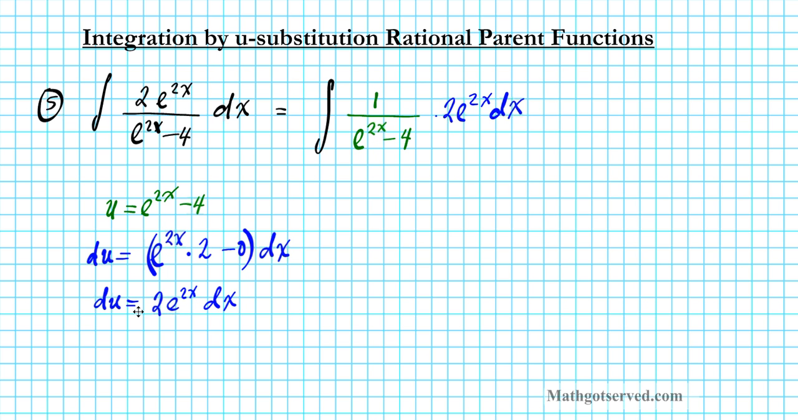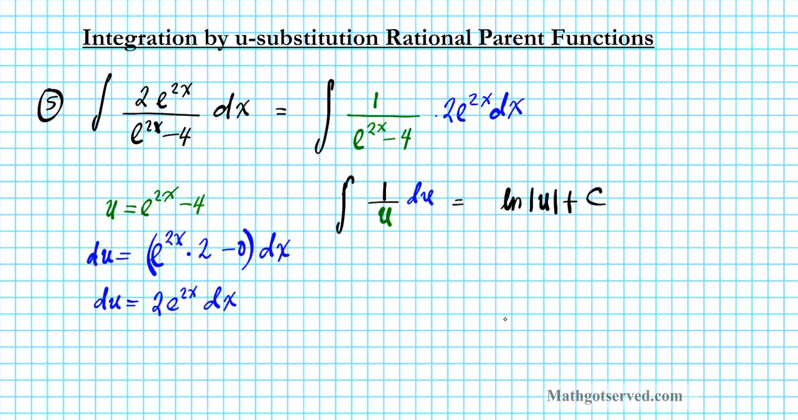This is a nice problem because du already has a perfect match. We do not have to multiply or divide by any constants to have this portion right here. Okay, so we're ready to carry out our substitution. We'll have the integral of 1 over u, and then 2e to the 2x dx will simply be replaced by du. All right? Now, what is the antiderivative of 1 over u? Using our integration rules, we know that this is going to be the natural logarithm of the absolute value of u plus the constant c.